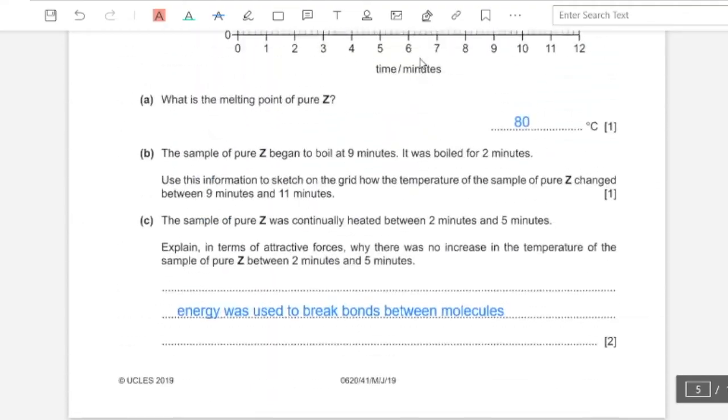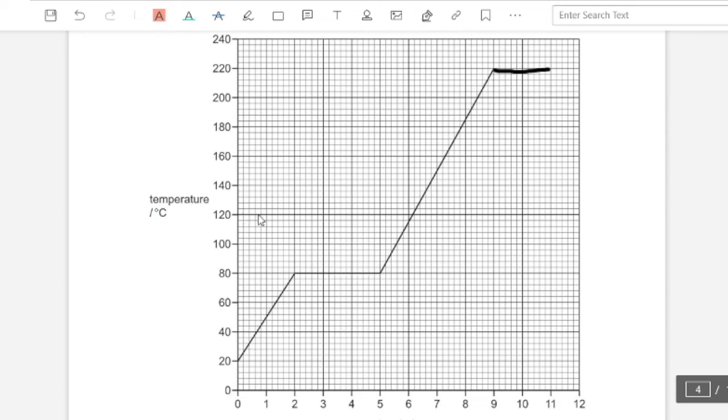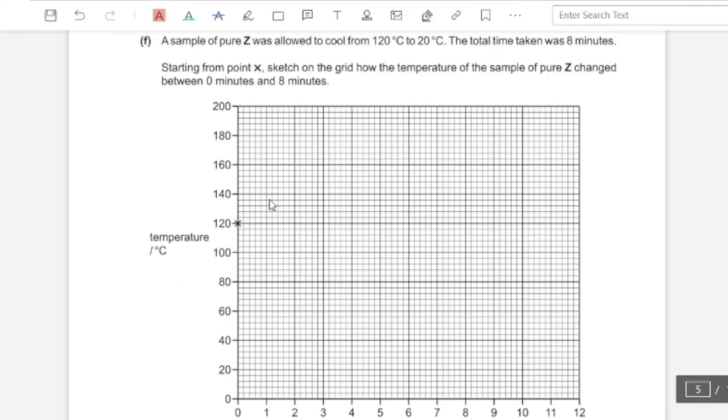Let's see what state of matter it is at those temperatures. At 120 degrees Celsius, Z has melted, the process of melting has been completed, and it is in the form of liquid. And then at 20 degrees Celsius, it is a solid. So we're going to have a change of state in our graph. The liquid is going to be converted into solid. So we're going to have a solidifying process over here.